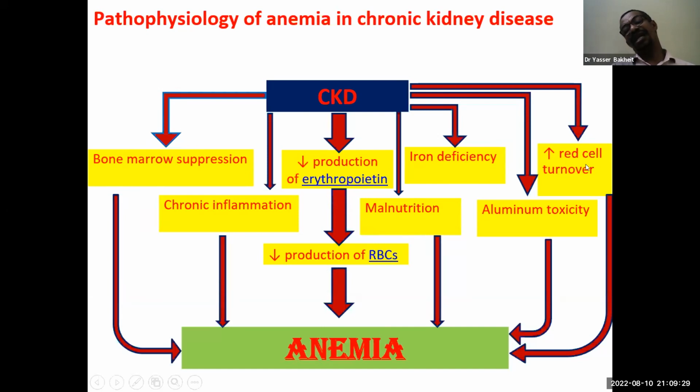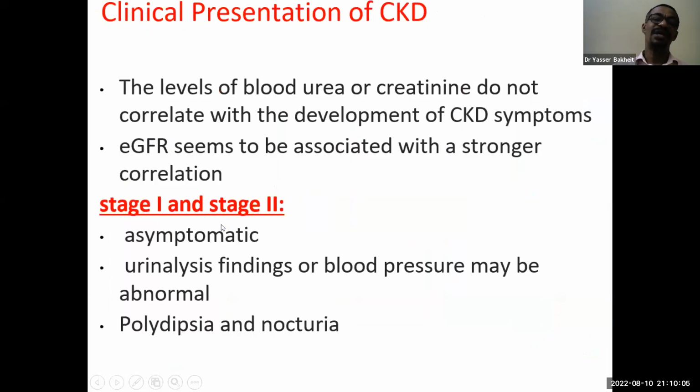Also, red cell turnover increases and the half-life becomes 70 days. There is also accumulation of ammonia, which causes toxicity and suppresses the bone marrow. Malnutrition from the anorexia and the severity of the disease also causes anemia, and bone marrow suppression by acidosis and uremia, and the chronic inflammatory process can also cause anemia by suppressing the bone marrow. So this is the mechanism of chronic kidney disease.